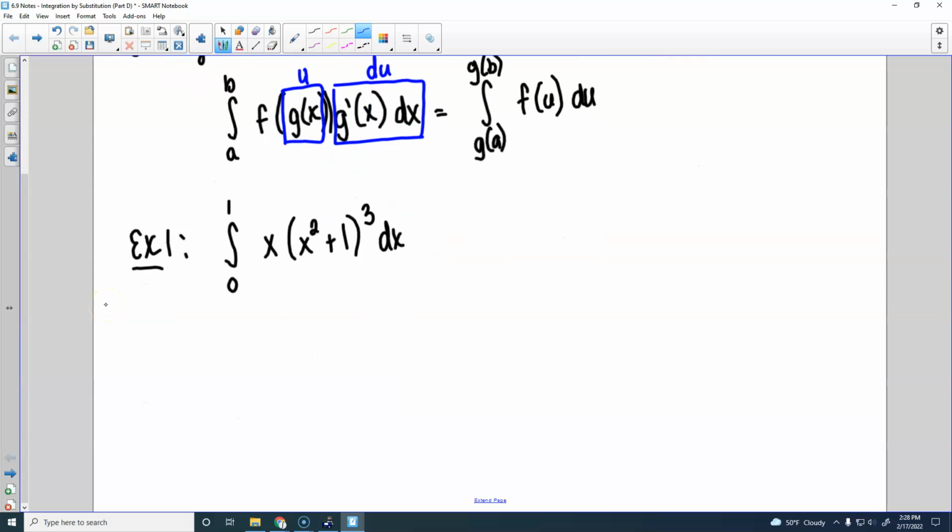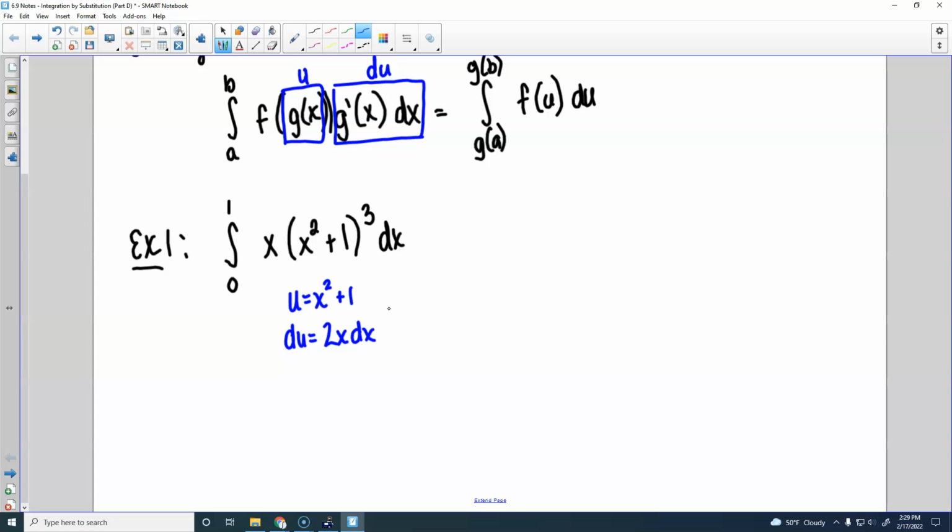So, if we look at this equation that we have here, the integral from 0 to 1 of x times (x squared plus 1) to the third dx. Thomas, what should we use for our u for this equation? Good. So u would equal x squared plus 1. So du is 2x dx. A lot of you guys are not putting the dx, put the dx with it.